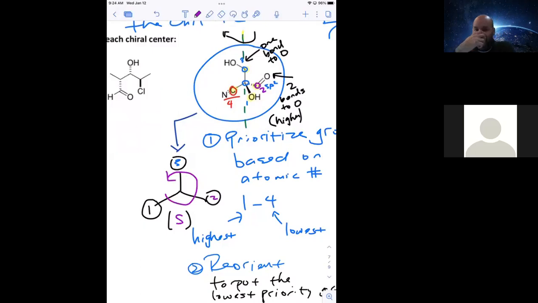I mislabeled the 1 and 2 groups, but you can look at that example and see that if you rotate it around this way, the OH is going to come over where the cyanide is, and the aldehyde is going to come to where the OH is. Because you want that 4th group to be going back into the page away from you. Okay, thank you. Thanks for catching that.